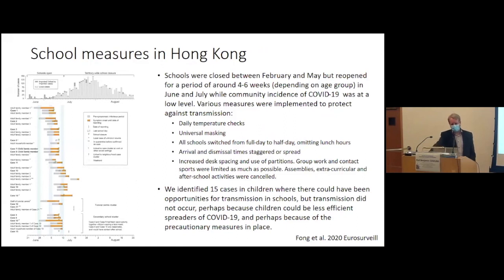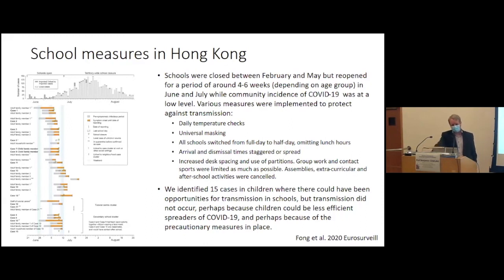So in Hong Kong, in June and July, schools were open for a period of time when there was COVID in the community, and then they were closed as one of the response measures to the third wave. We looked at whether there had been any evidence of outbreaks in schools, and we couldn't see it. We identified 15 cases in children where there could have been opportunities for transmission in schools. We don't know all the details. Maybe in CHP you know more details than we know, but we looked into them as hard as we could.